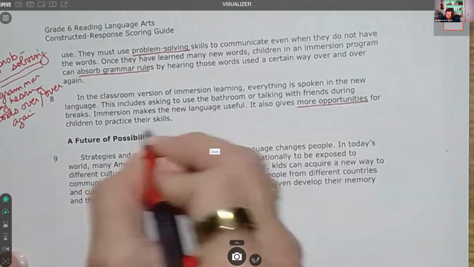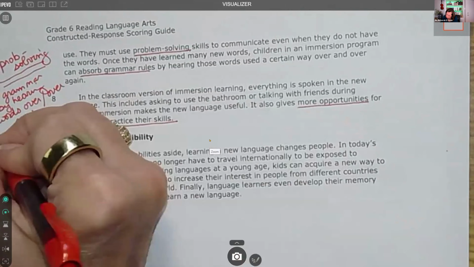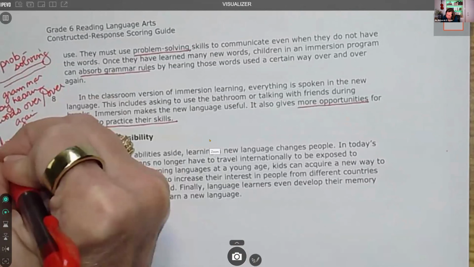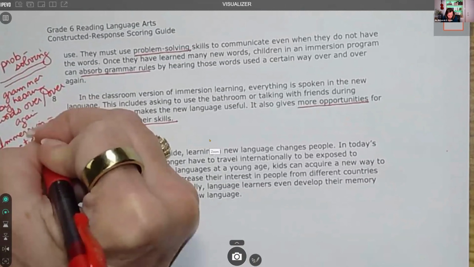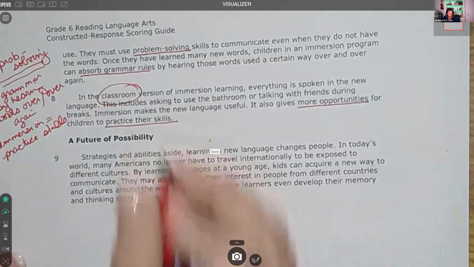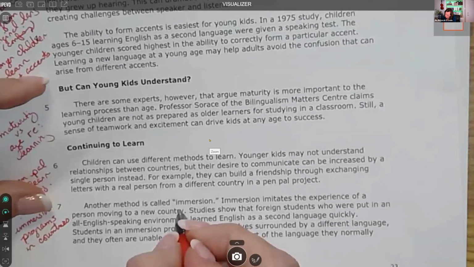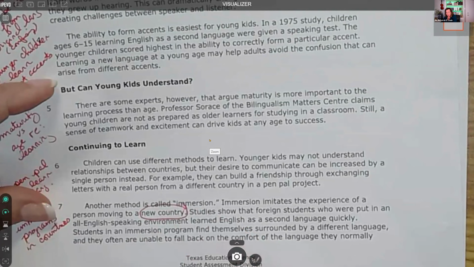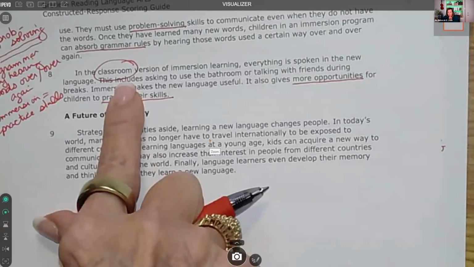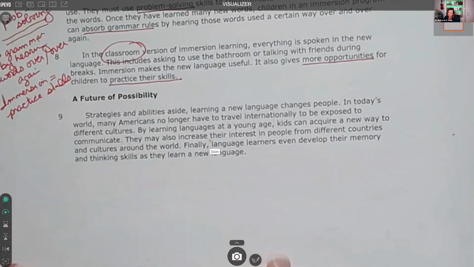So immersion equals practice skills, right? And this is the classroom, right? And this is when they actually go to a new country. So there are two types of immersion programs, one in a country and one in the classroom. And so I'm talking my kids through this. This is what you do when a scholar reads.